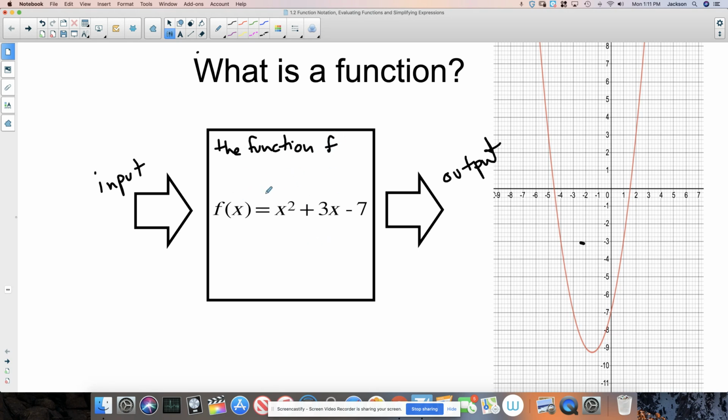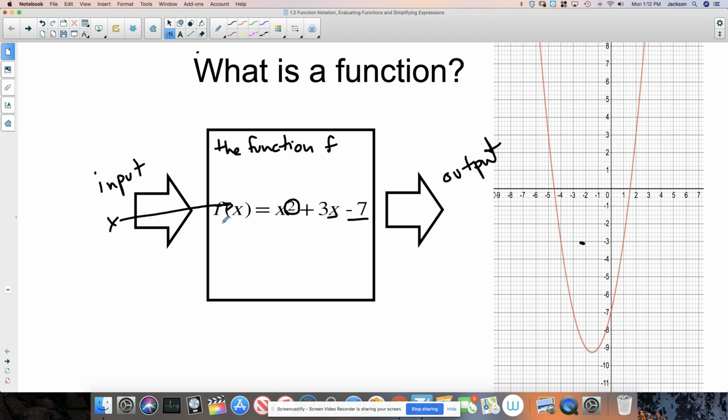Now, this machine, this function, does three things. It has three operations, right? It squares, it multiplies by three, and then it subtracts seven, right? So these three operations are what this machine does to whatever goes in. So when an x is put into the function, this is where we put the input, it's going to square that input, multiply that input times three, and subtract seven. And then from that is going to be an output, right?